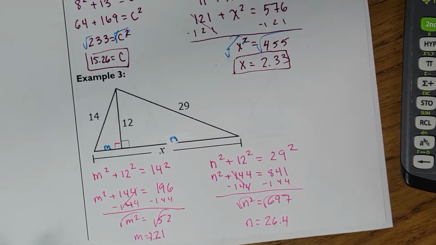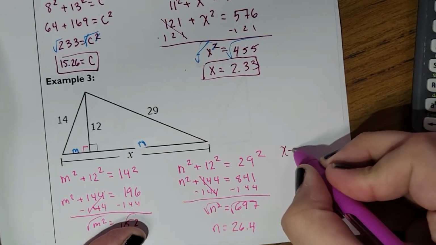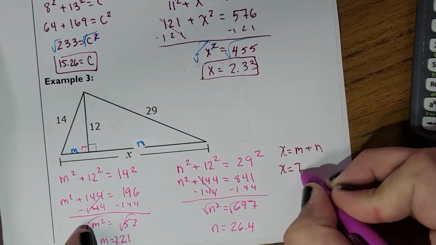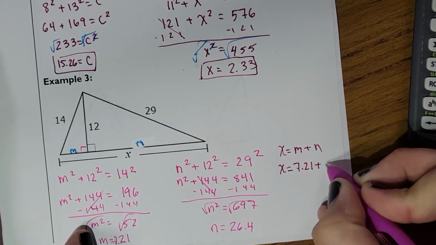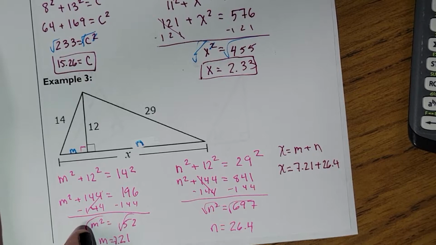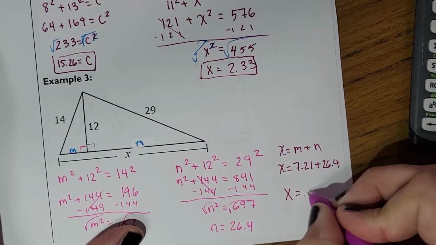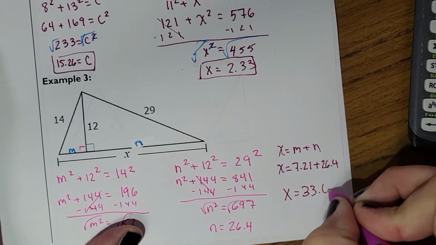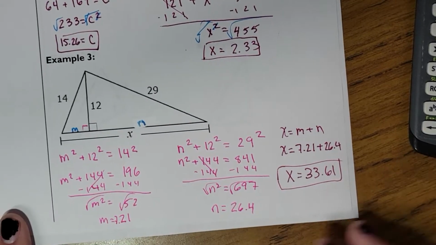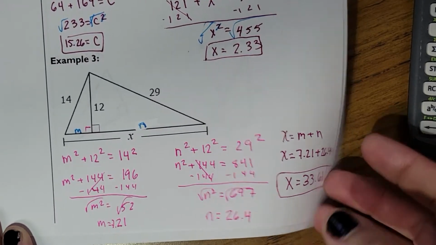Again, though, that's just m and n, right? That's m, there's n, but we want x. Well, x is going to equal m plus n. So in other words, I'm going to need to add 7.21 plus 26.4. And I get 33.61. There is our final answer for that. So a little bit of thinking has to go in to get that one, but there it is. Nothing too crazy.